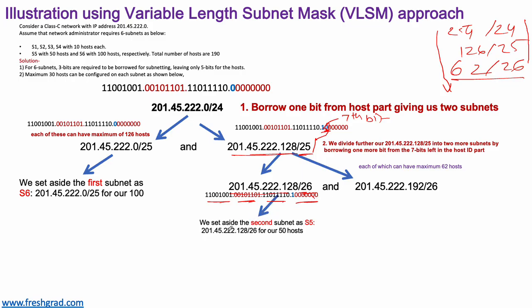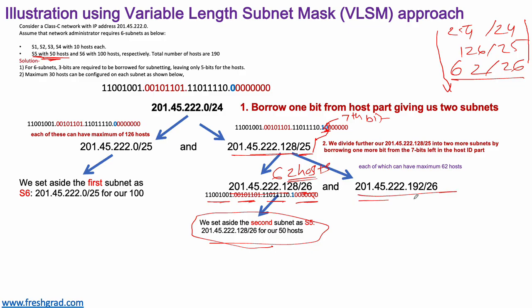And we set aside the second subnet as subnet number 5. Why? Because this can have 62 hosts, right? So 62 hosts can easily address 50 hosts, right? So that's why let's put this one aside. We don't need to further divide this one into two. You can, if you have more requirements and if you want to split it into two, you can do it easily. You can split into two more subnets as well.